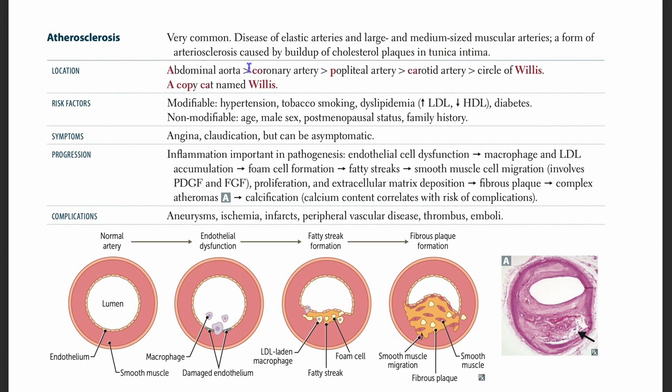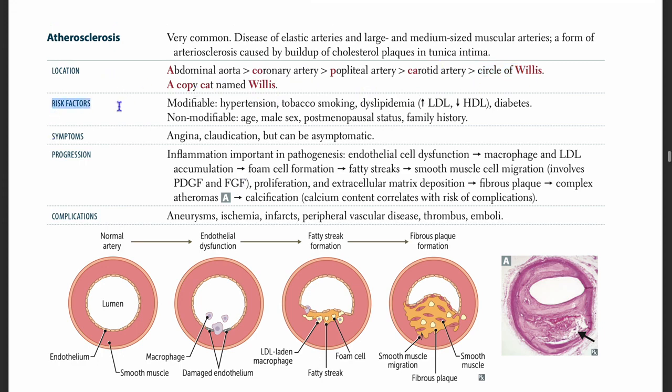Location: abdominal aorta, most common, and then you have coronary artery, then you have popliteal artery, then the carotid, and then the circle of Willis. So from abdomen, you go to the heart, then the knees, then the neck, and then the head. Abdo, heart, knees, and neck, then the head.